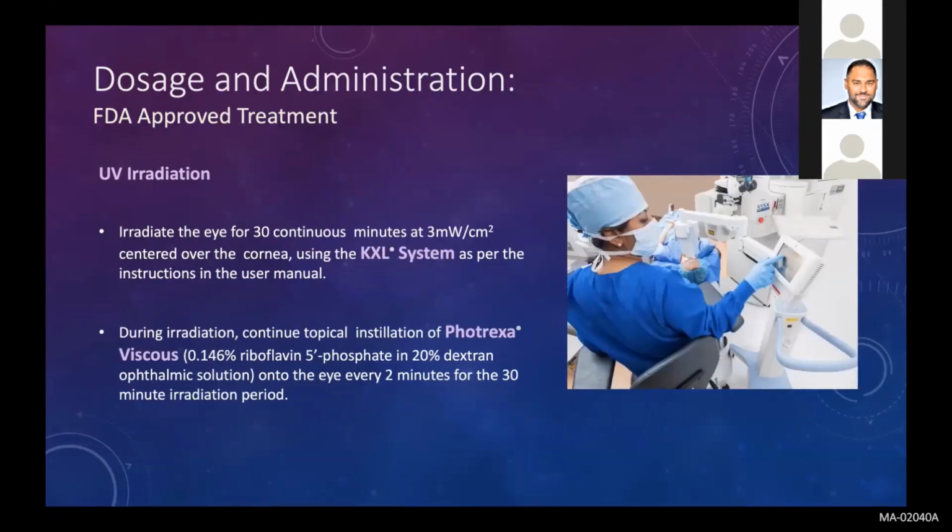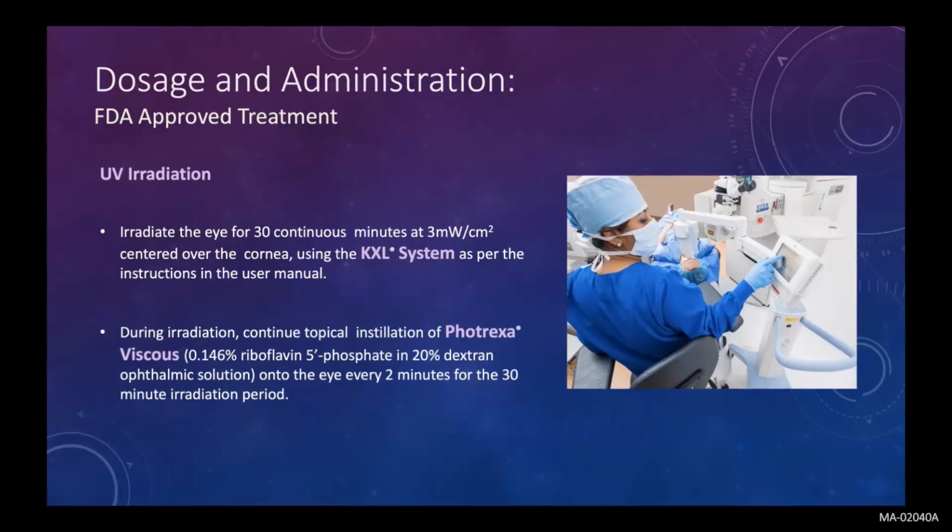And again, we'll irradiate the eye for 30 continuous minutes. And during this time, again, it's important to continue the Photrexa viscous to help both protect the eye and to help to create the new bonds between the corneal collagen bonds.